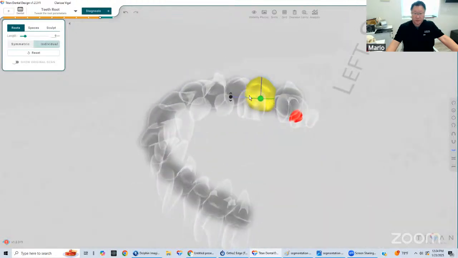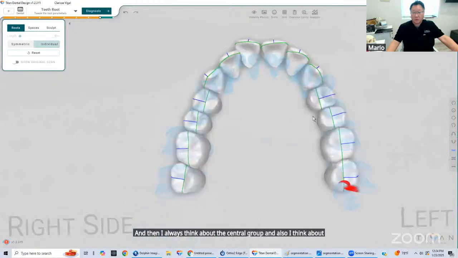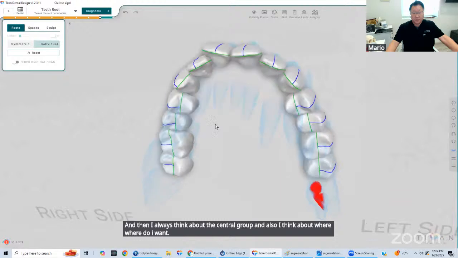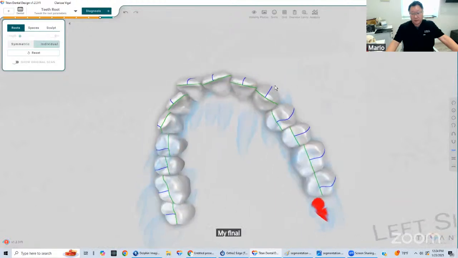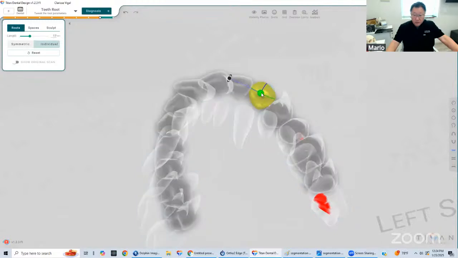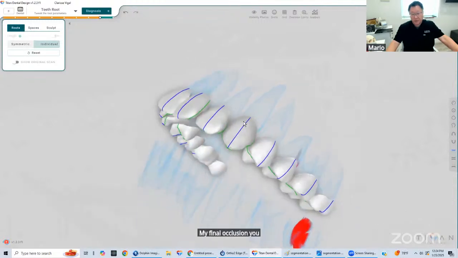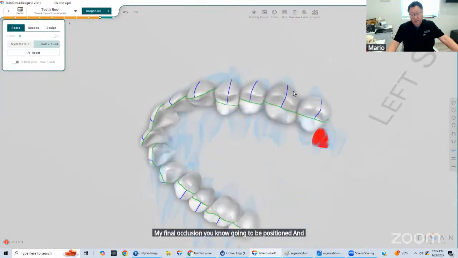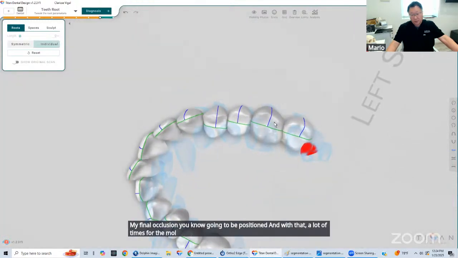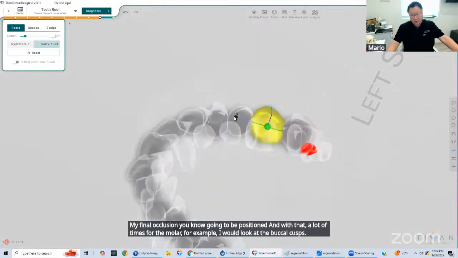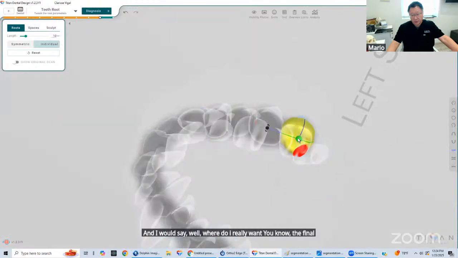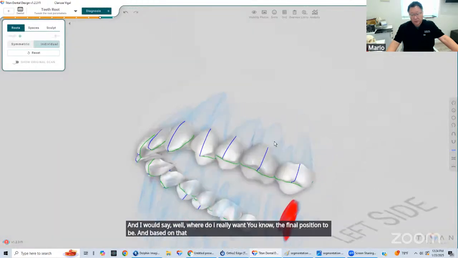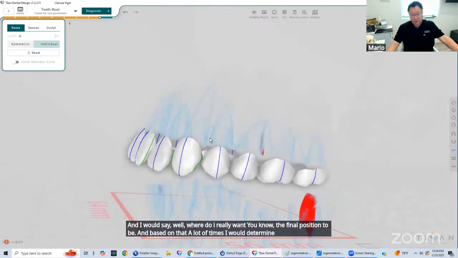And then I always think about the central group, and also I think about where I want my final occlusion to be positioned. And with that, a lot of times for the molar, for example, I would look at the buccal cusps, and I would say, well, where do I really want the final position to be? And based on that, a lot of times I would determine how to position these.